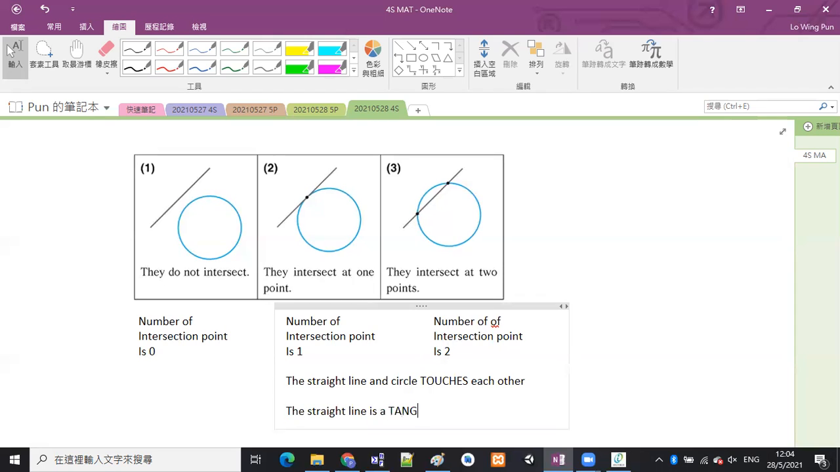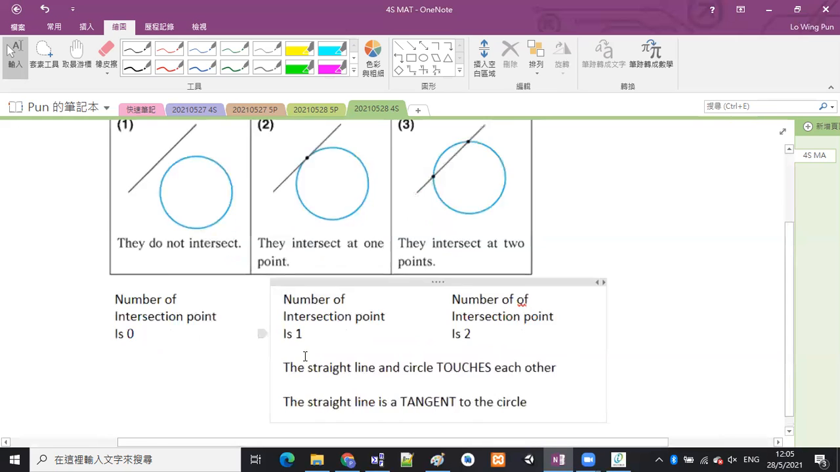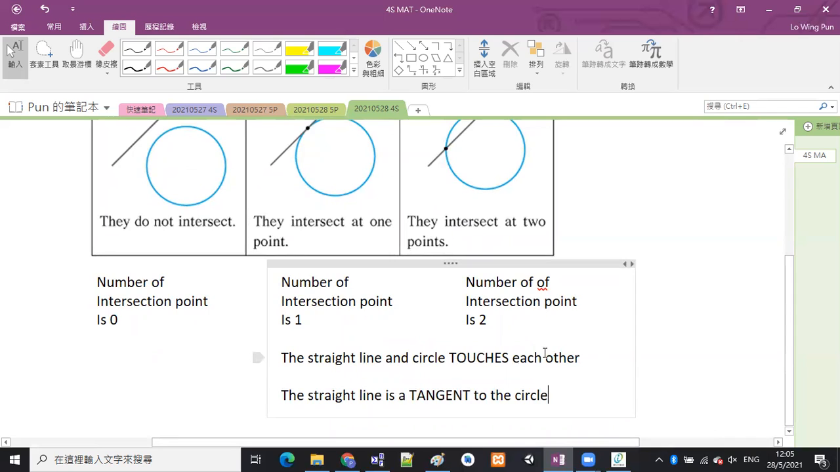The straight line is a tangent to the circle. Can you see my words? T-A-N-G-E-N-T. This tangent is exactly the same as tangent theta, sine, cosine, tangent. I mean the spelling is exactly the same, but the meaning is completely different. This tangent is a straight line, which means the straight line which is touching the circle at 1 point.